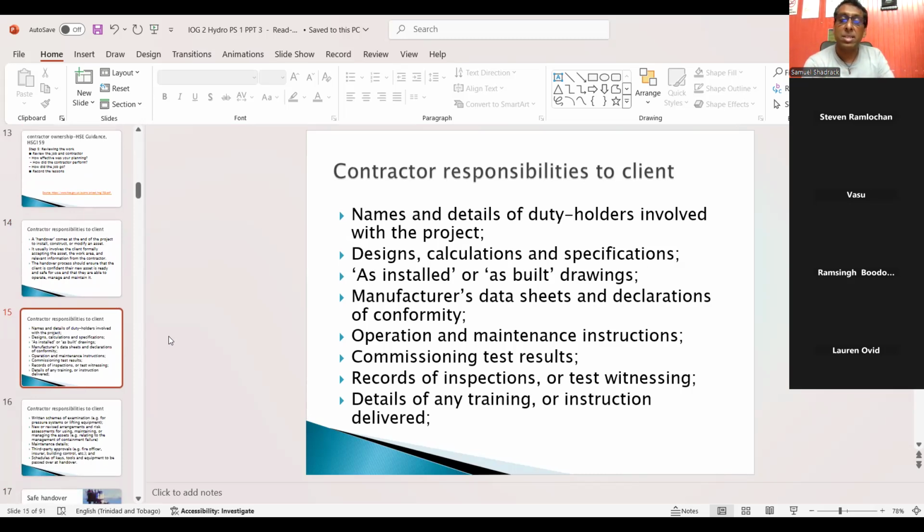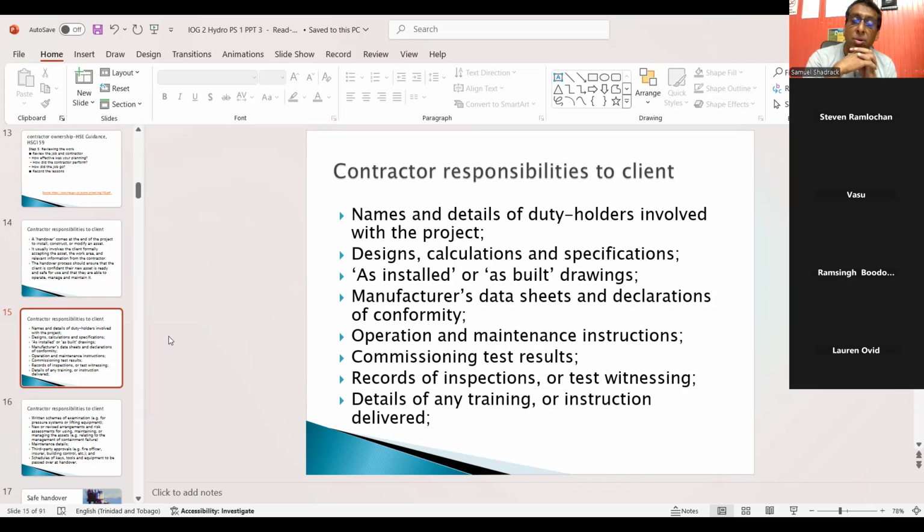So they need to give the name and details of duty holders involved with the project, any design calculations and specification that they perform. You could think of whatever, like tank testing, whatever they would have done then. Whatever the contractor would have worked on has to be handed back to the client.